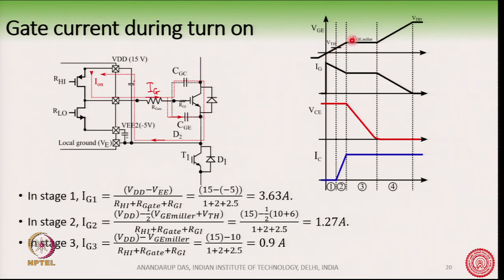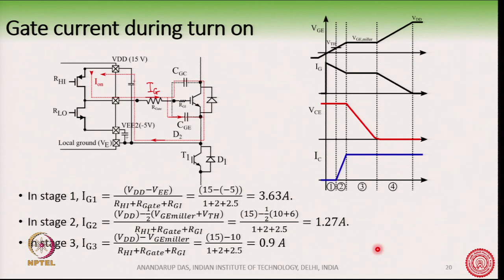The VGE voltage we can assume like midway between V threshold and VGE Miller. So, we have taken half of VGE Miller and V threshold, and VDD is the applied voltage. So, this is the net voltage in the loop, and this is the net resistance in the loop, and this value is 1.27. These values VGE Miller and V threshold I have taken from the data sheet. In stage 3, the VGE voltage is equal to VGE Miller. So, therefore, IG3 is 15 minus 10 divided by this, and 0.9 ampere.